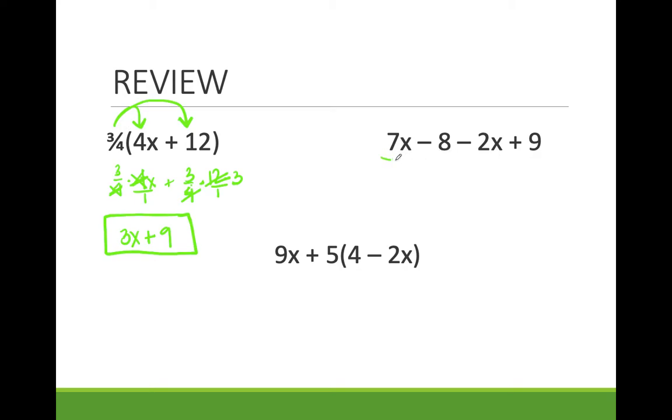For the second one, we're going to combine our like terms. We have 7x and we have a minus 2x. That's 5x. And then we have a minus 8 and a plus 9, which is a positive 1, and then we just put a plus sign in between there, so we get 5x plus 1.